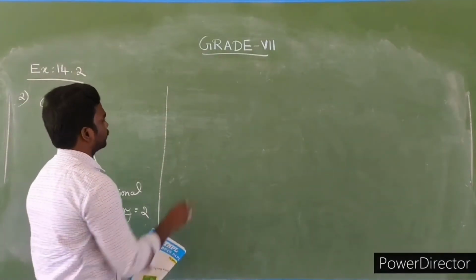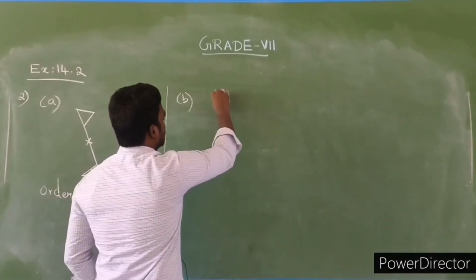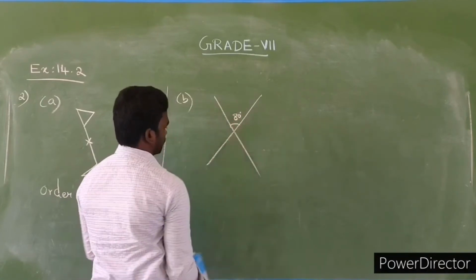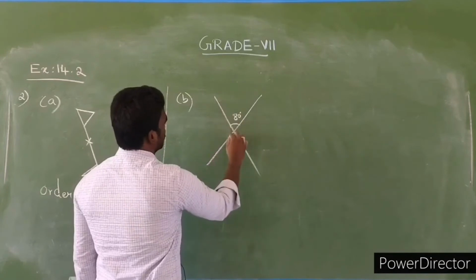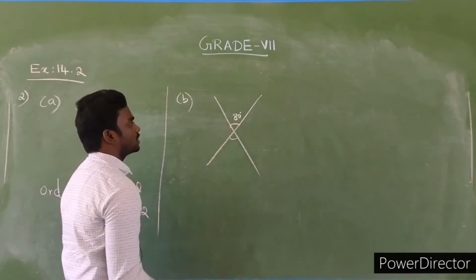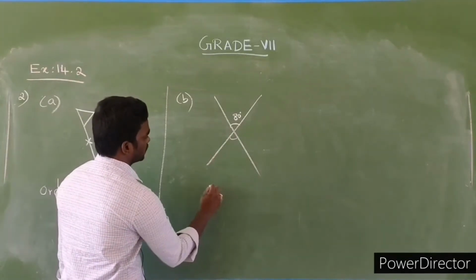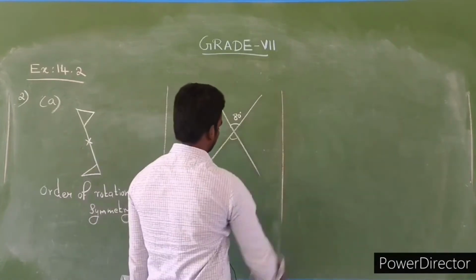Second question, B question. So this diagram is given, with an angle of 80 degrees, and the opposite angles are also the same, because of the vertically opposite angles. So how many times does it rotate to become the same position? Yes, the order of rotational symmetry is 2.